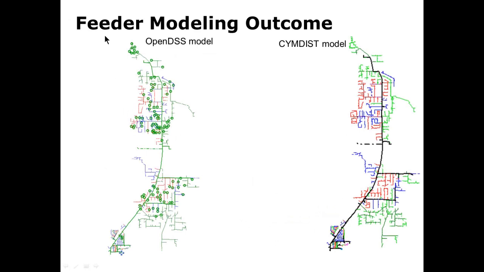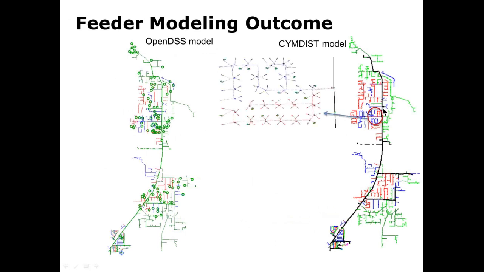So this is the complete electrical feeder model, the outcome of our modeling process. The left side is the OpenDSS model and the right is the SIMDIST model. The green circles here indicate the location of the PV generators. The different colors of the lines, both in OpenDSS and SIMDIST, correspond to the actual phases, phase A, B, or C. So clearly the model includes the secondary side of all the transformers and extends all the way down to the individual customer loads.